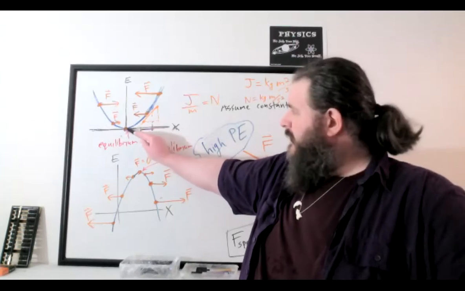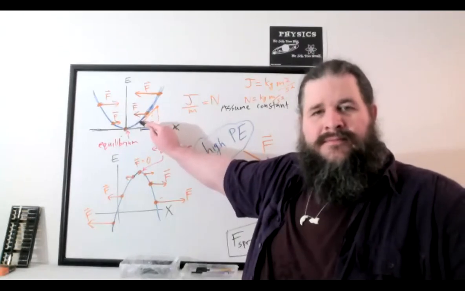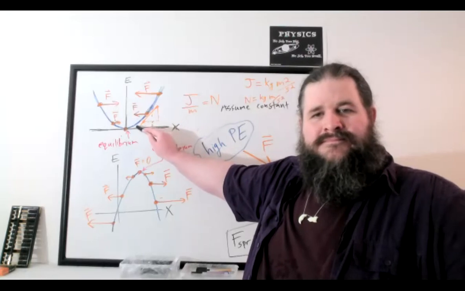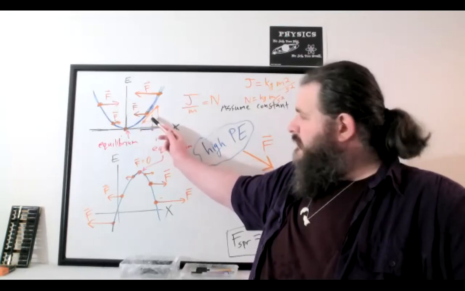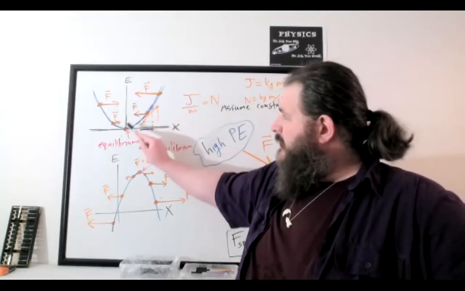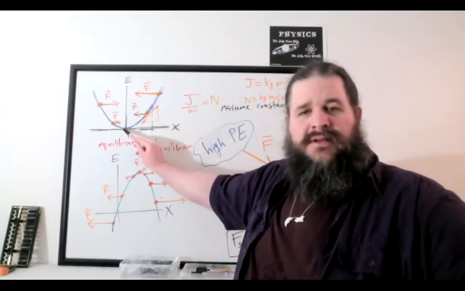If you've got an object that has moved a little bit to the right, which direction is the force on it now? Yeah, it gets a force in the negative direction, which means it gets pushed back to the left. If an object is a little bit to the right, it gets pushed back to the left, back towards equilibrium.